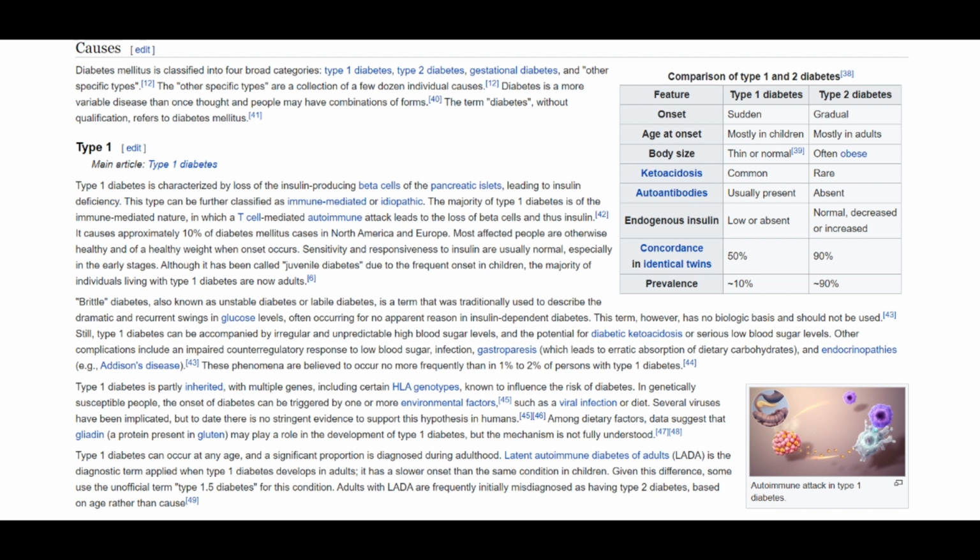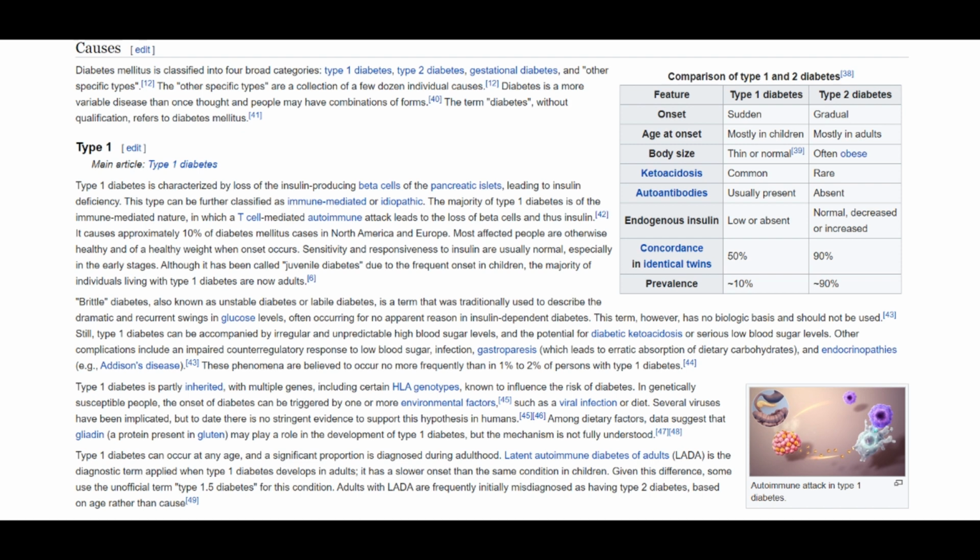Type 1 diabetes is partly inherited, with multiple genes, including certain HLA genotypes, known to influence the risk of diabetes. In genetically susceptible people, the onset of diabetes can be triggered by one or more environmental factors, such as a viral infection or diet. Several viruses have been implicated, but to date there is no stringent evidence to support this hypothesis in humans.